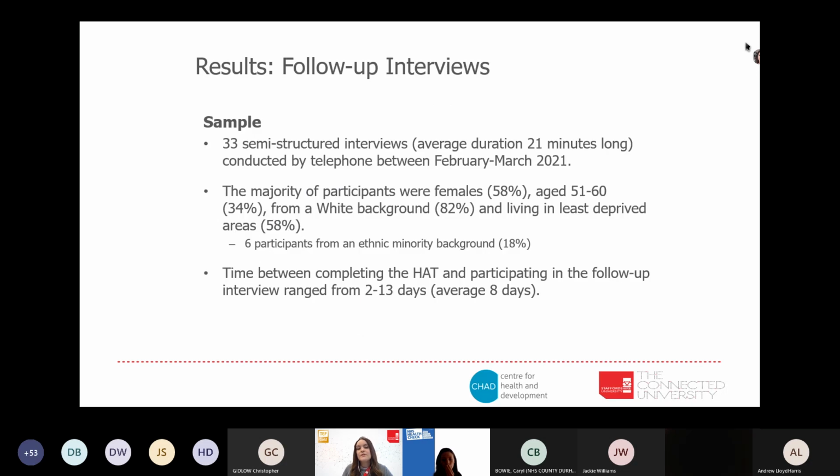So moving on to the follow-up interviews, we conducted 73 semi-structured interviews, and they were conducted via telephone between February and March 2021. The majority of participants were females, aged 51 to 60, from a white background, and as with the online survey, there was representation from all age groups and from those from ethnic minority backgrounds and in all IMD quintiles. The time between participants completing the HAT and participating in the follow-up interview ranged from 2 to 13 days, with an average of 8 days after completing the test.